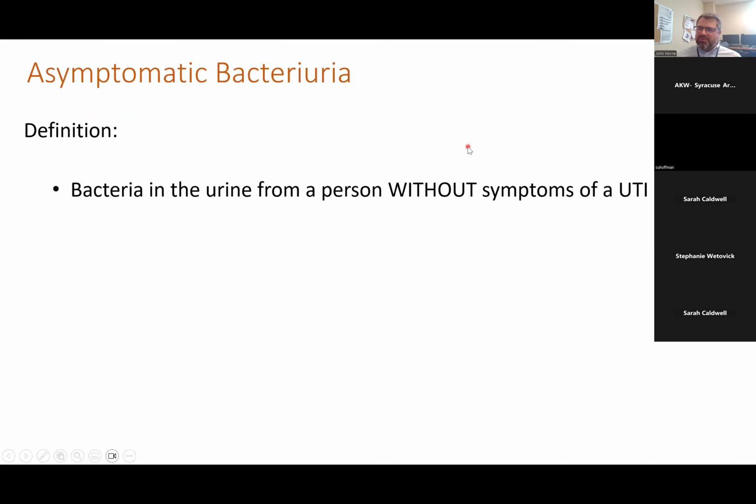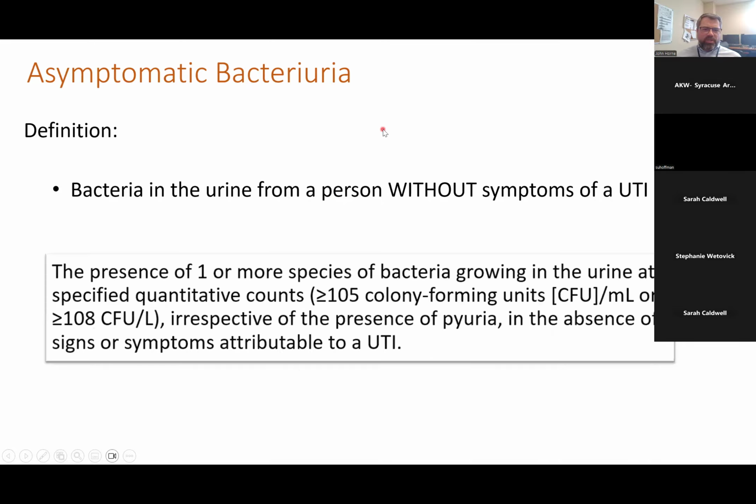And then we can't get away with talking about urinary tract infections without talking about asymptomatic bacteriuria, just because we want to make sure that when we're treating someone with antibiotics, we're treating an infection and not just bacteria that's asymptomatic, that's essentially part of their normal flora. So the definition of asymptomatic bacteriuria: bacteria in the urine in a person without symptoms of a UTI, the symptoms of UTI being frequency, urgency, dysuria, suprapubic pain, or flank pain.